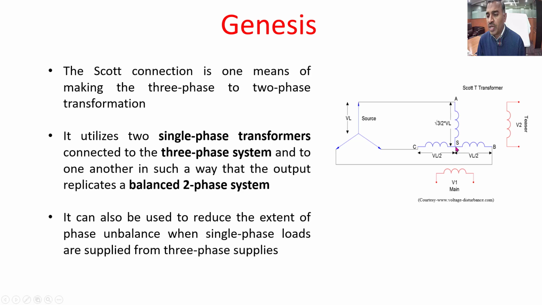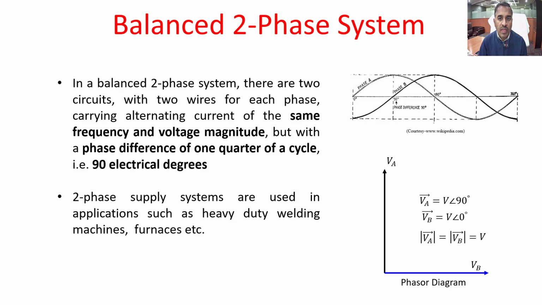The main transformer should have a 50% tap, and the teaser transformer should have an 86.66% tap, that we will see soon. So this is how two transformers are connected, and then the output side is a two-phase system and the input side is a three-phase system. This is how it is achieved.